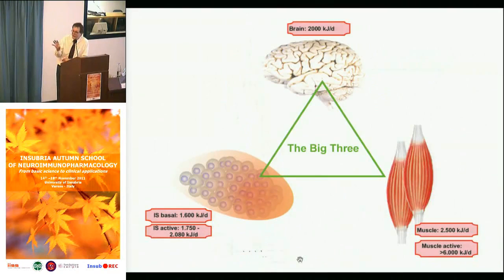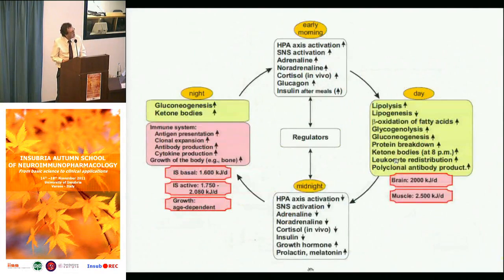I already have shown this slide this morning. We have the big three: the immune system, the brain, and the muscle under quiescence conditions. And we have this energy allocation during the day. In the day, it's particularly brain and muscle. I mentioned this morning with a little out of the slide. And in the night, it's the immune system and the growth. So this clearly shows you the regulation via circadian rhythms, sharing the energy in the system.